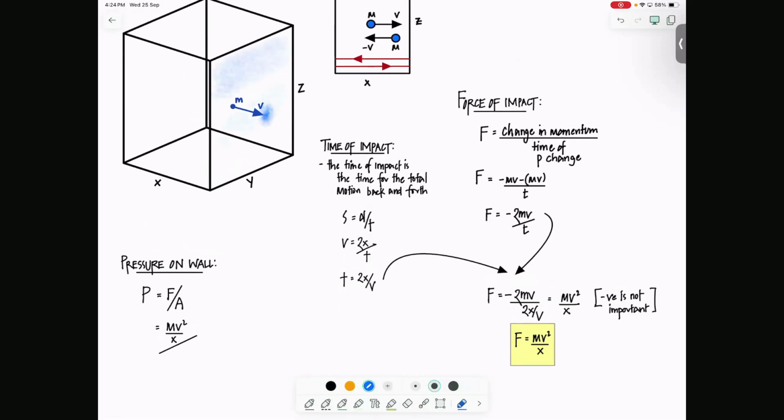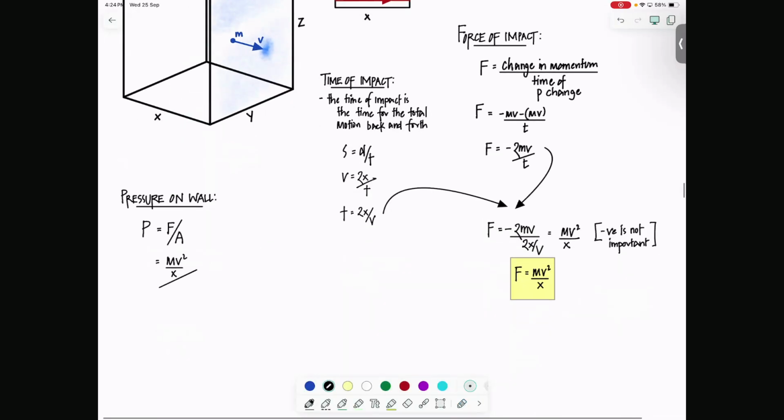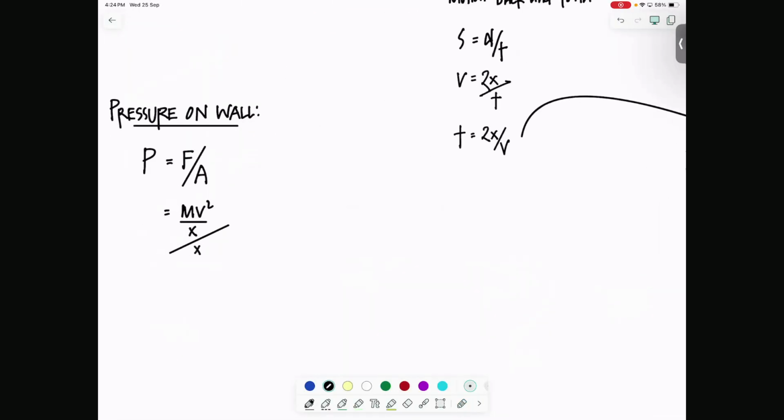What should that be? Y into Z, right? So I'll put notes on this, Y into Z, which means you get mv square divided by x, y, z. What could x, y, z be? Volume, right? So finally, we have this very nice equation here, mv square divided by what? V. Volume is the container volume.